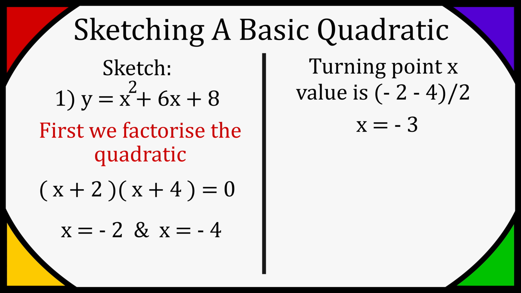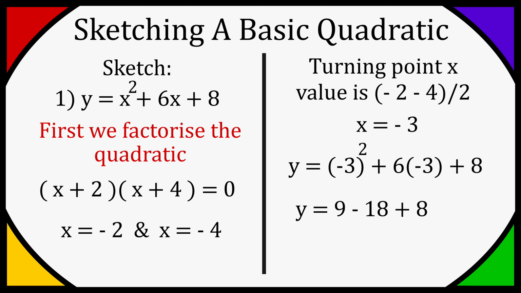Now we have the x value of the turning point, and if we want the y value, we sub this minus 3 into the original formula. So y is equal to minus 3 squared plus 6 times minus 3 plus 8, and this eventually gives us y is equal to minus 1. So we have the turning point of (minus 3, minus 1), the corresponding x and y coordinates.